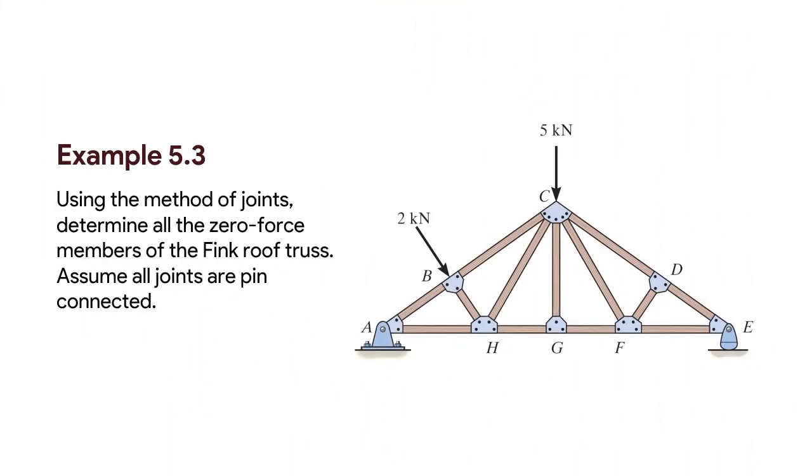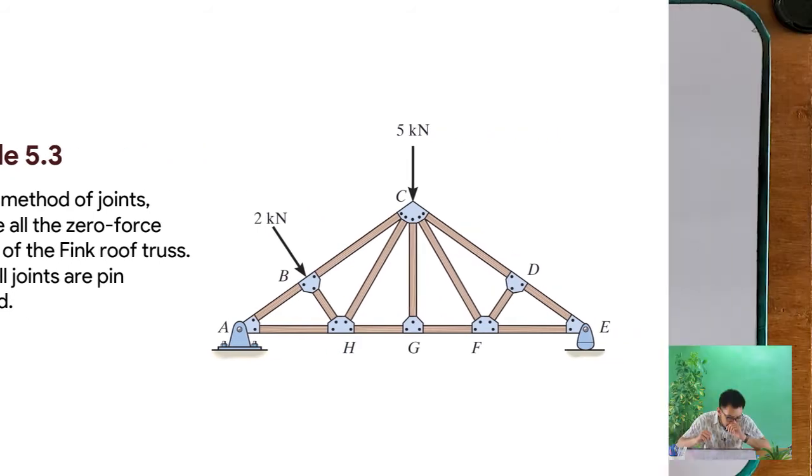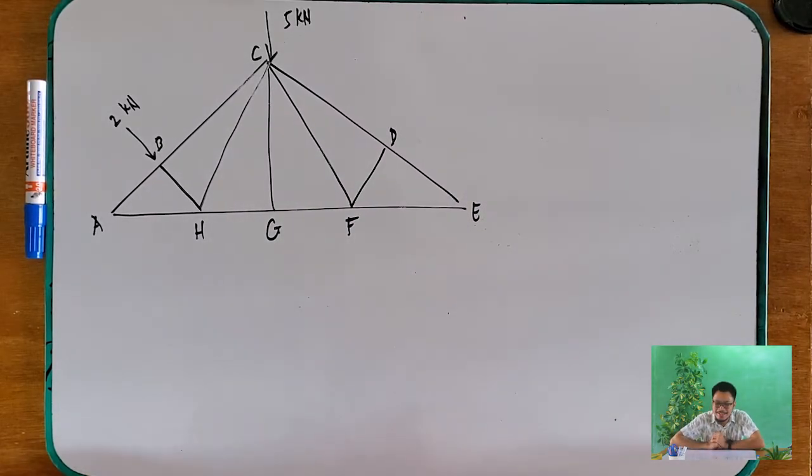That's it. Now, let's have an example. Just one example. Okay. So we have this truss. And the goal for this problem is to determine all the zero force members in this Fink truss. Okay? So, let's identify which of these members are zero force members.